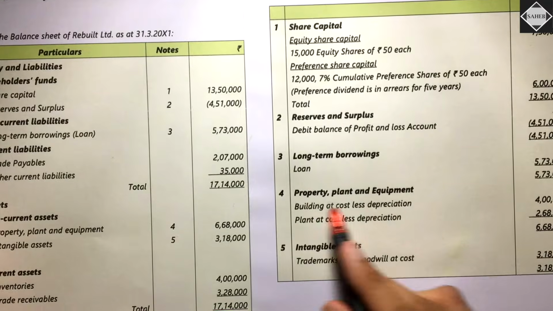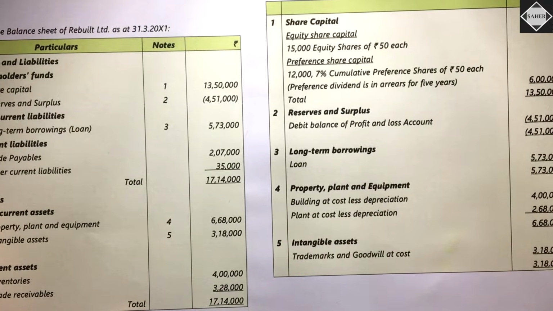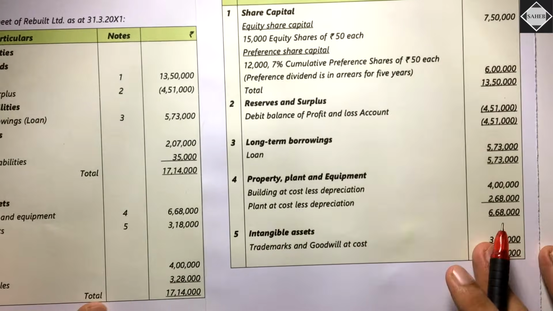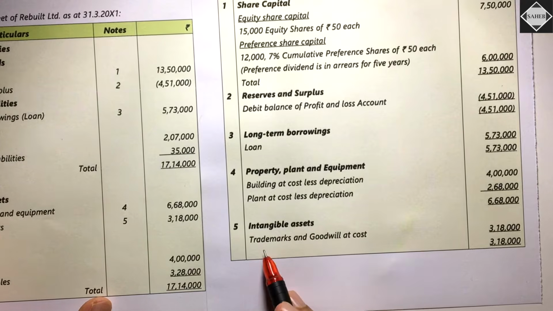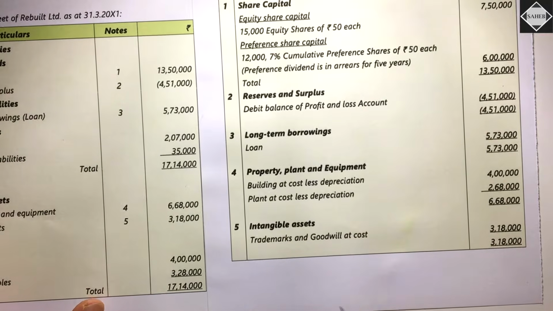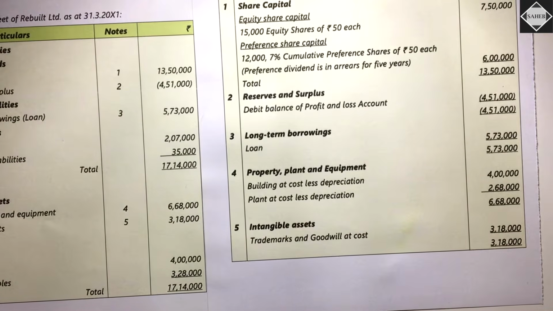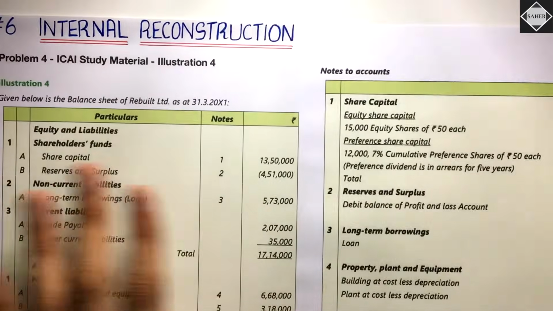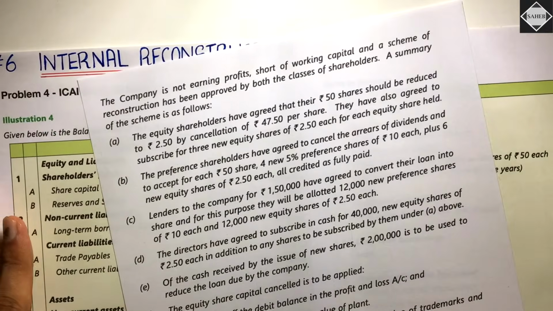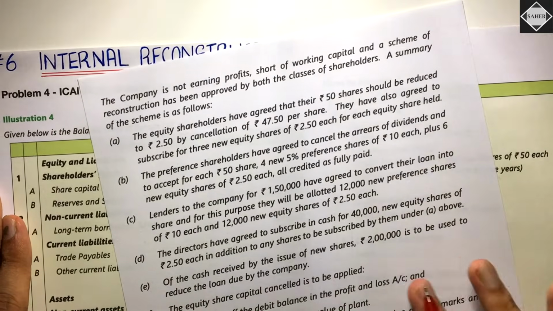Okay, fine. PPE, building at cost less depreciation, plant at cost less depreciation, fine. And then in intangible assets, here we have trademarks and goodwill at cost, 3,18,000, fine. So what we are going to do is, let's just see the requirement first, and then we'll pass the journal entries one by one just by looking at the adjustment, right?